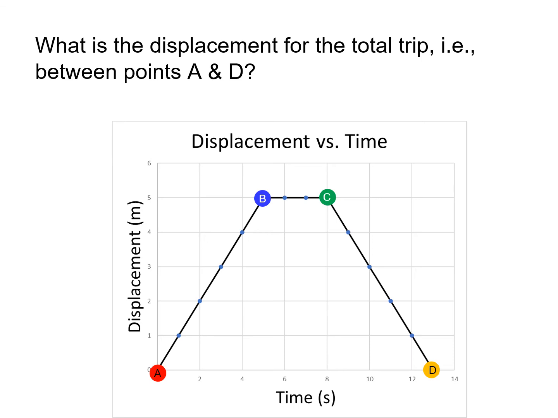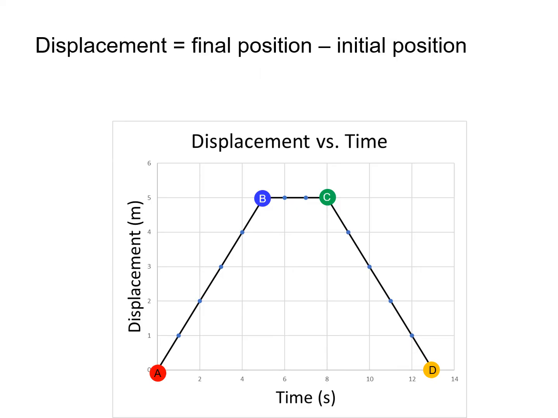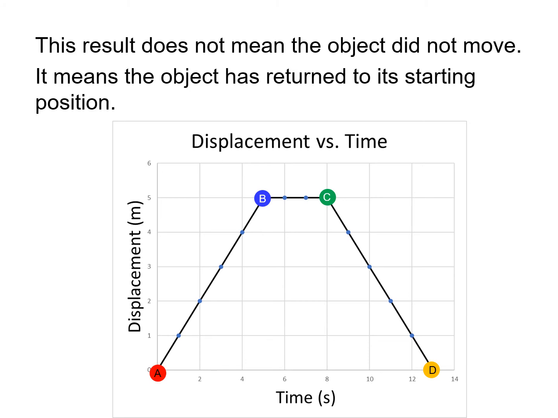So, what would the total displacement for the entire trip be? Displacement, or change in position, equals final position minus initial position. If you look at D, it is at position 0 meters. If you look at A, it's also at 0 meters. Therefore, the displacement is 0. That does not mean the object didn't move at all. It means that after it moved, it returned to its original starting position.